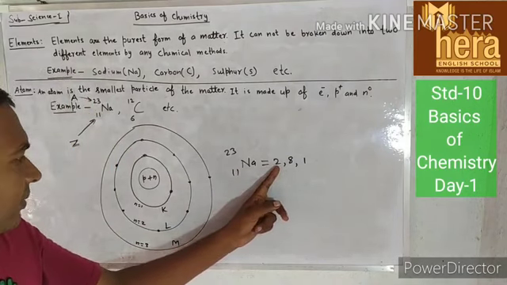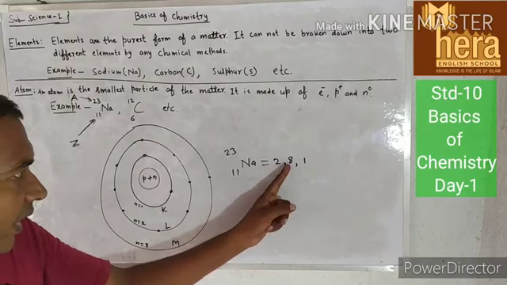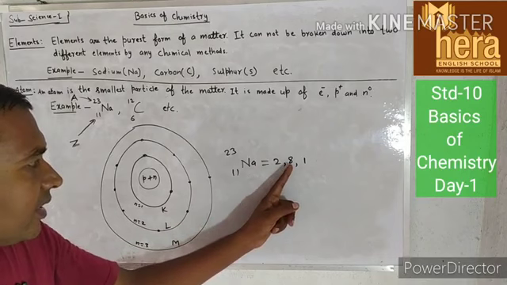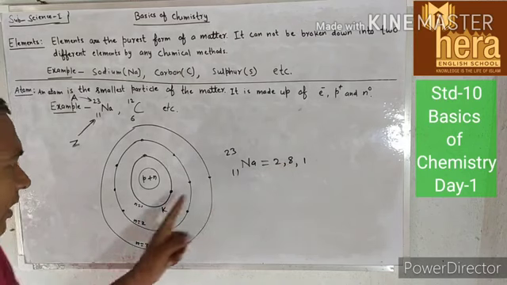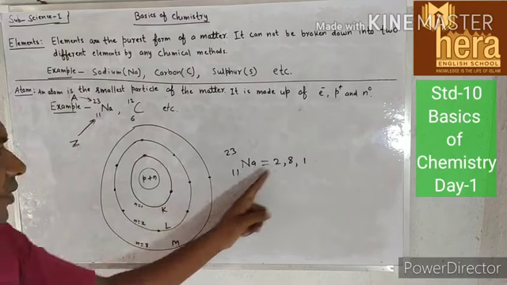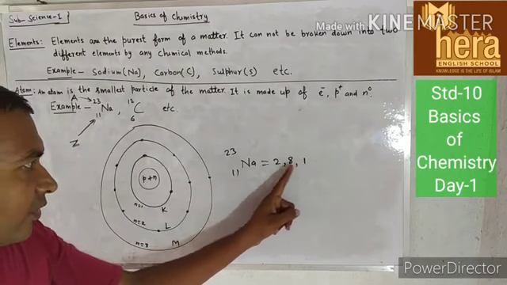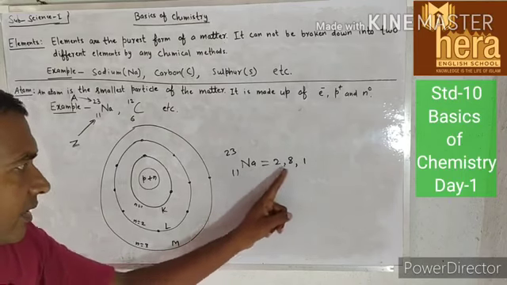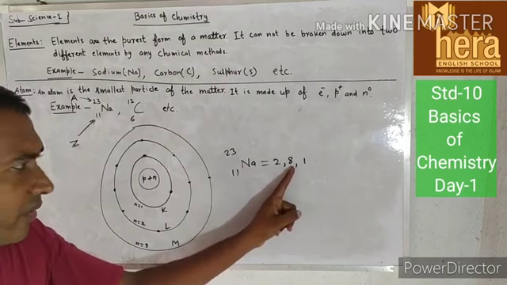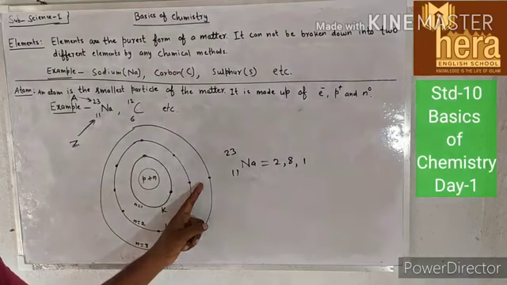2 represents the K shell or K orbit. 8 represents the L shell. It means the L shell or L orbit has 8 electrons, and the K shell or K orbit has 2 electrons in case of sodium. This is the third orbit. In the first orbit there are 2 electrons, in the second orbit 8 electrons, in the third orbit 1 electron. Okay?